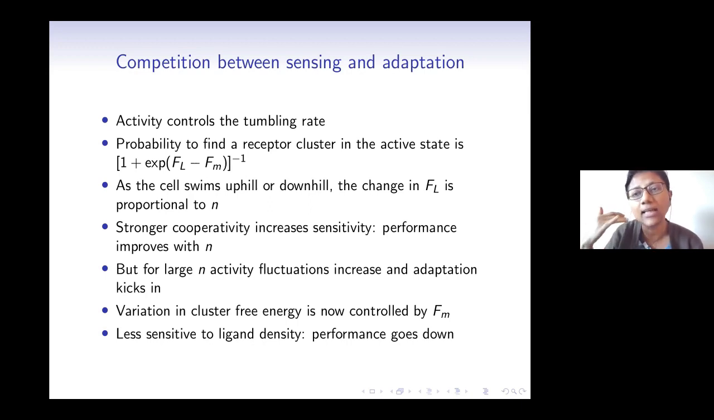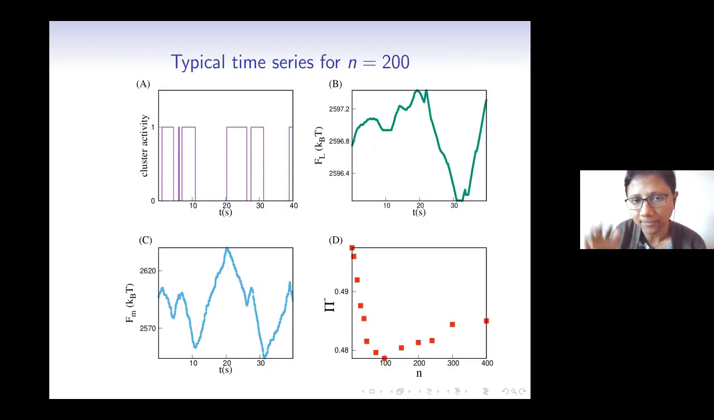And the cell is now less sensitive to the ligand environment and responds more to the methylation change. So here we have shown some time series, and the main point I wanted to make here is, for a certain time window, any arbitrary time window, for a large signaling team, we see that this is the time series for change in ligand binding free energy, and this is the change in the methylation free energy. And you see that here the changes are much stronger compared to this.